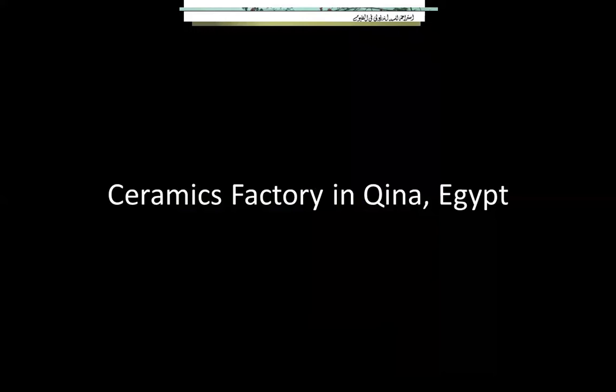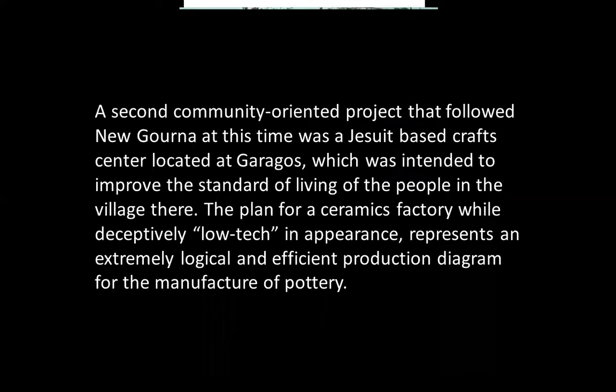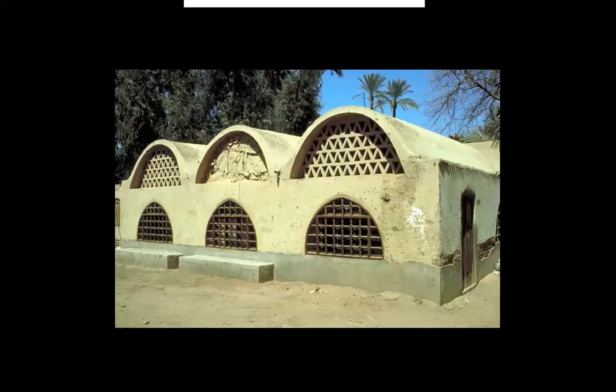A ceramics factory in Kina, Egypt, a second community-oriented project that followed New Gurna at this time, was a Jesuit-based crafts center located at Garagos, which was intended to improve the standard of living of the people in the village there. The plan for a ceramics factory, while deceptively low-tech in appearance, represents an extremely logical and efficient production diagram for the manufacture of pottery.